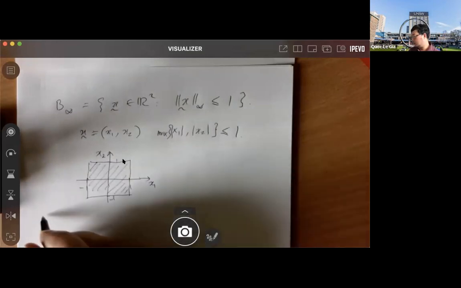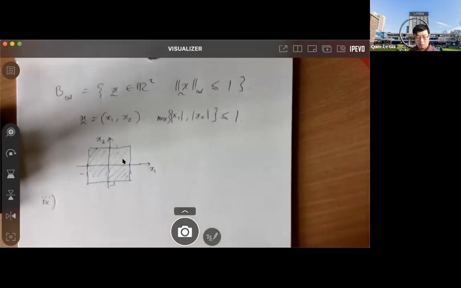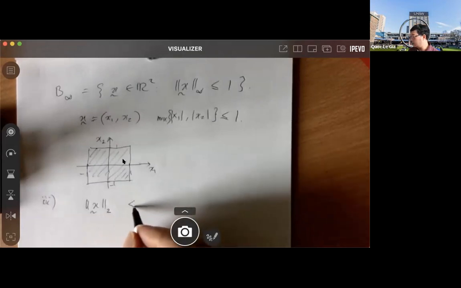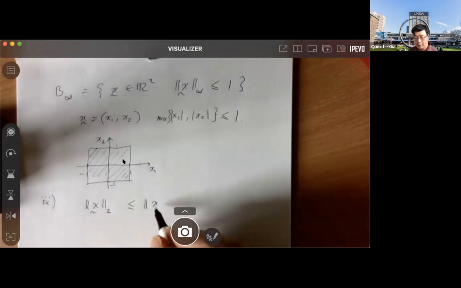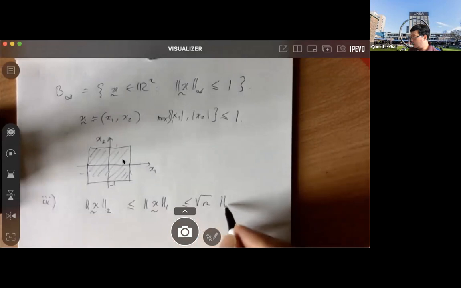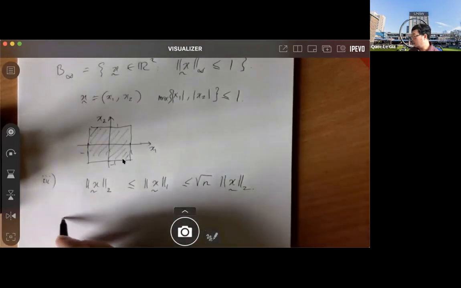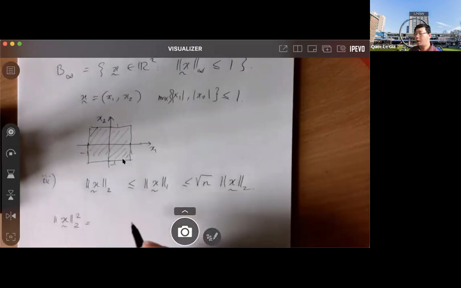And now the next one will be: show that the norm in the two norm is less than or equal to the norm of x in the one norm, which is less than or equal to the square root of n times the two norm of the vector x. Okay. So how do you prove that? Well, if you take the two norm of the vector x and you square it, then what do you have? You just have x1 square plus x2 square plus dot, dot, dot, up to xn square, right?